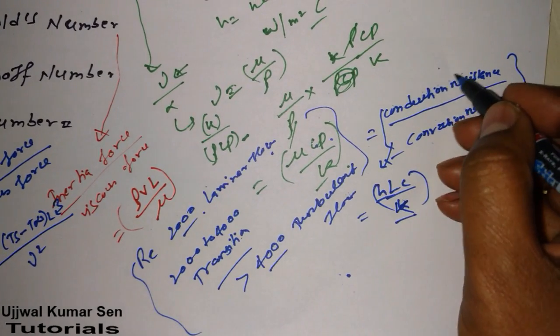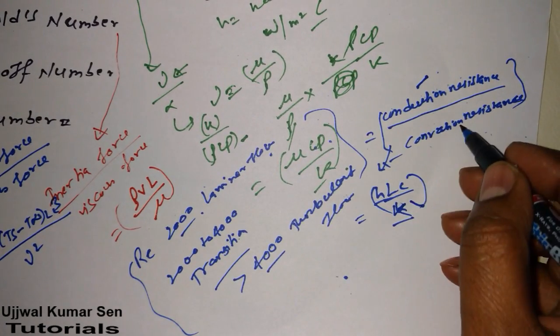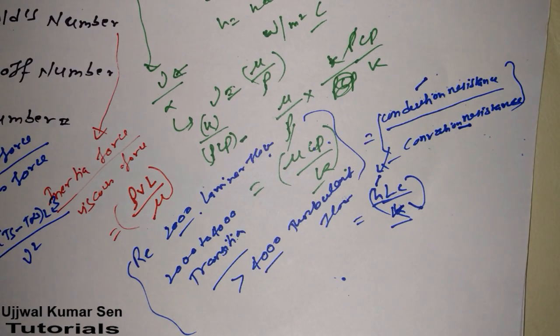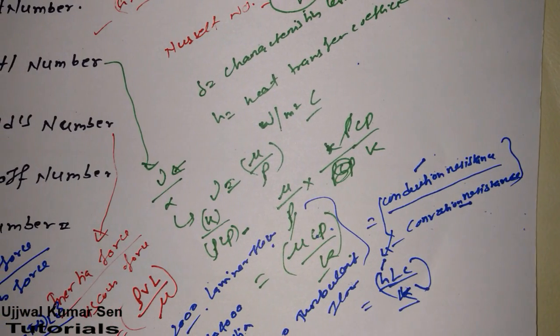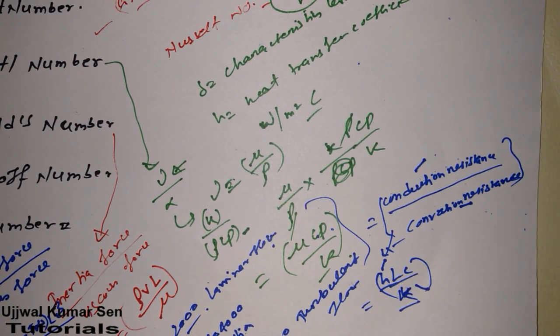So h is the heat transfer coefficient, Lc is characteristic length, and k is thermal conductivity. Here, as you can see, k is for conduction and h is for convection. Basically these two terms we generally study in case of Fourier's law as well as Newton's law of cooling. I have already shared with you. Let me share with you how we are relating this convection and conduction.